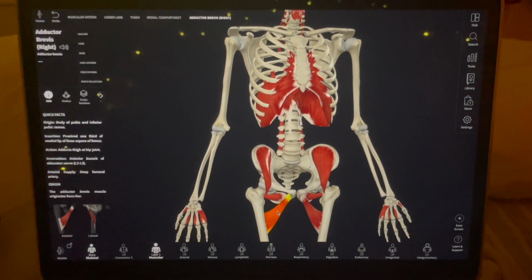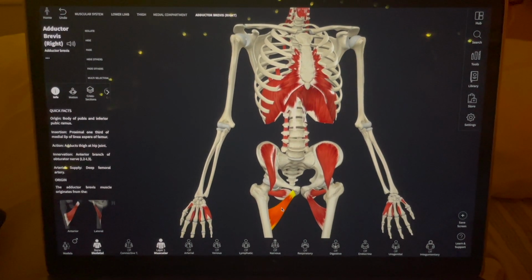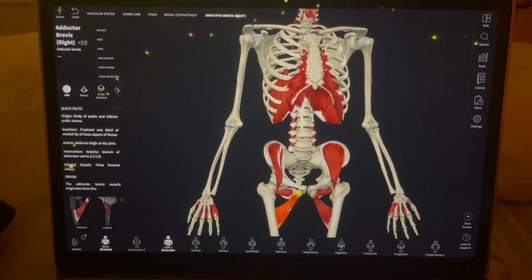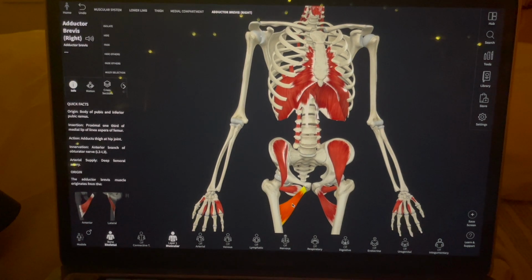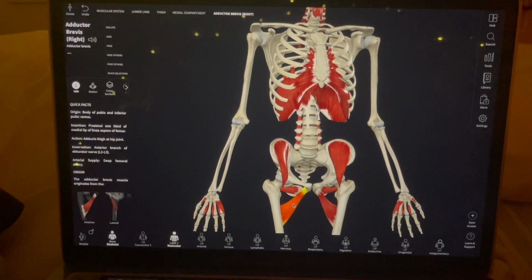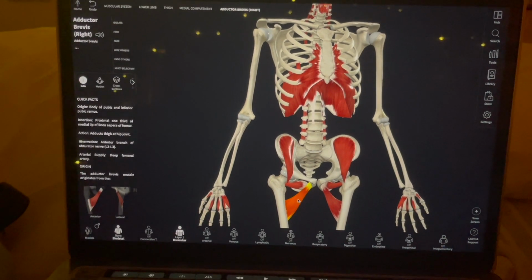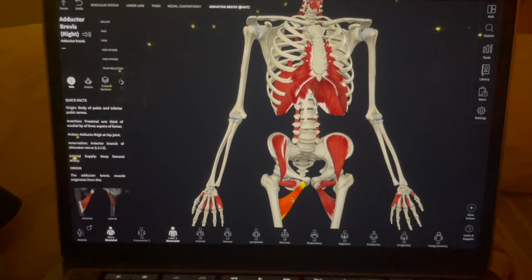And then we have the adductor brevis. This is also bilateral. The origin is at the body of the pubis and inferior pubic ramus. And the insertion is going to be at the proximal 1/3 of the medial lip of the linea aspera of the femur. And this muscle is going to adduct the thigh at the hip joint.